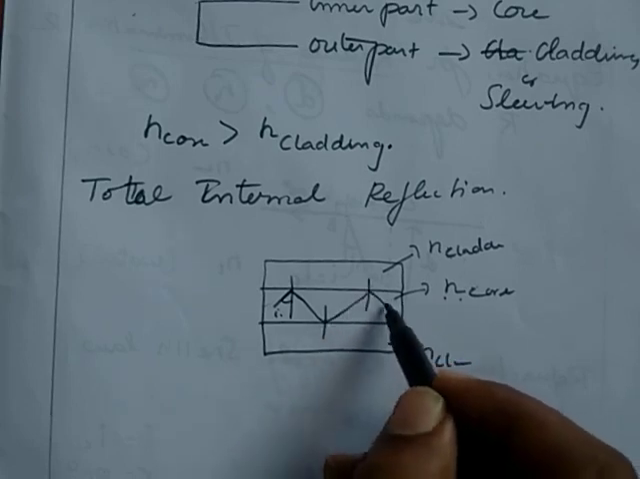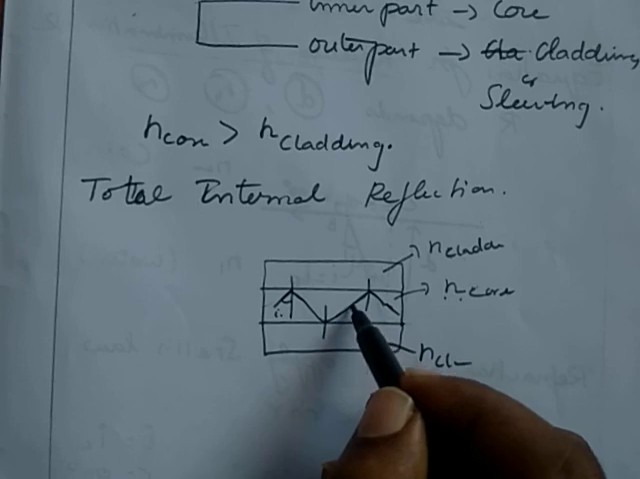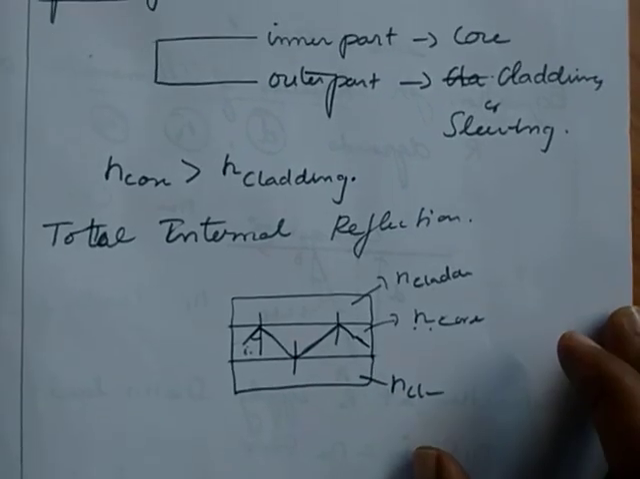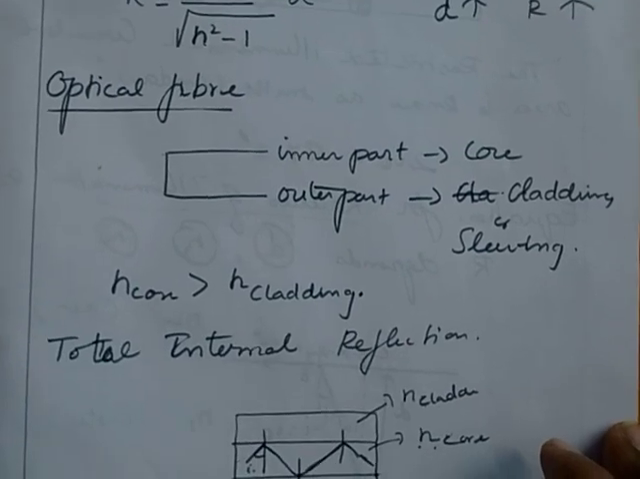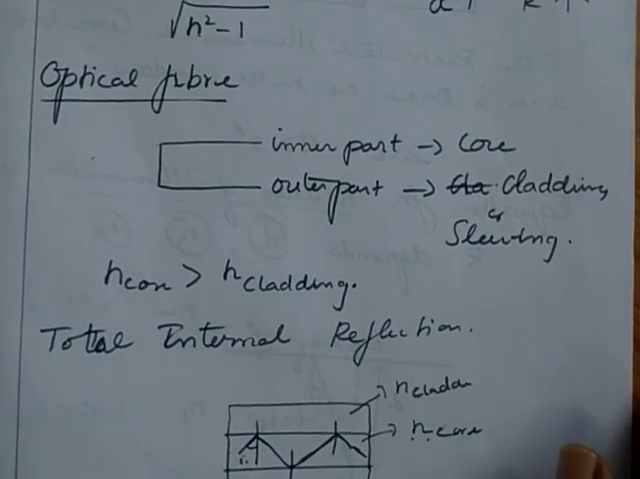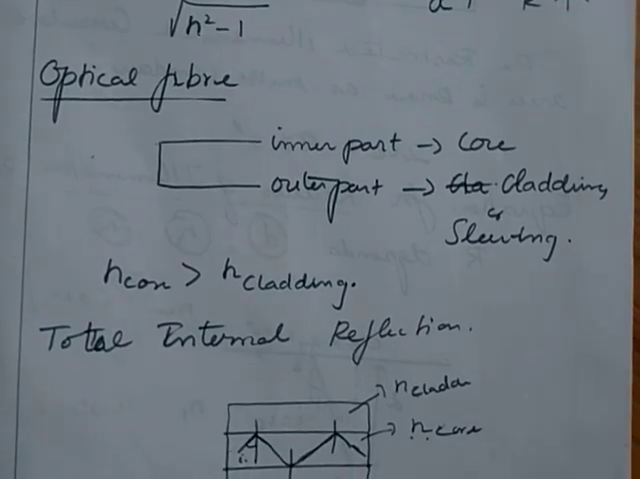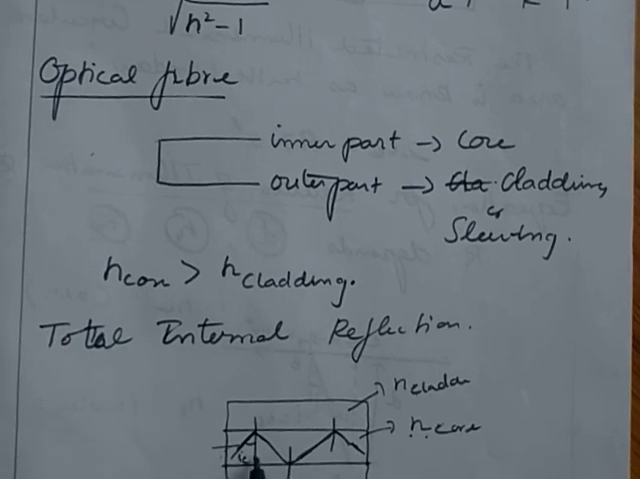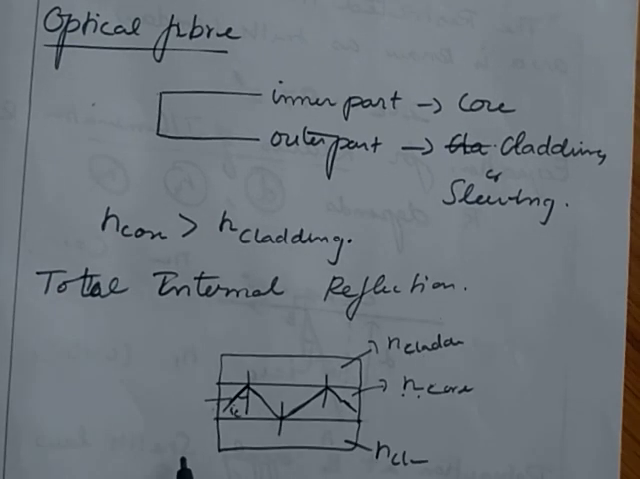So it is not affected by any other electrical and magnetic pulse. In the next class let us see the acceptance angle in optical fiber. That means how to create this critical angle by applying the light signal in the air core interface. Okay, let us see in the next class.